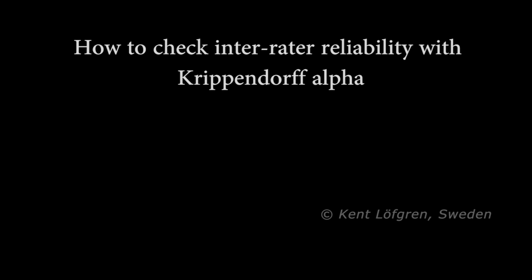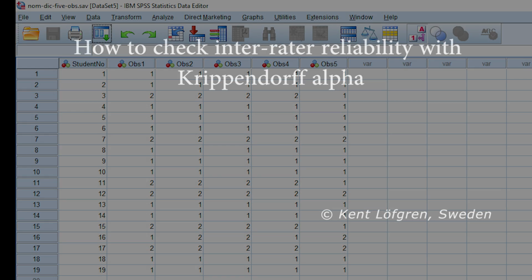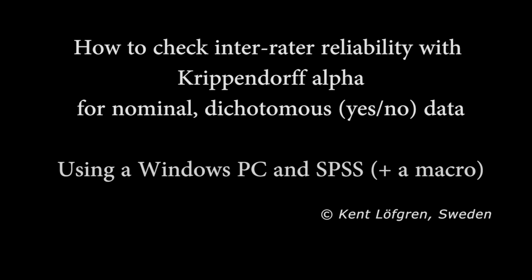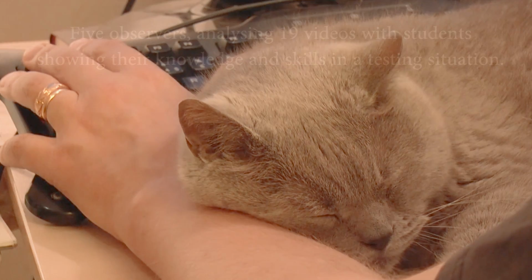In this video, I'll show you how to use the Krippendorff alpha to check the inter-rater reliability of your nominal dichotomous data. I use a Windows PC and SPSS.